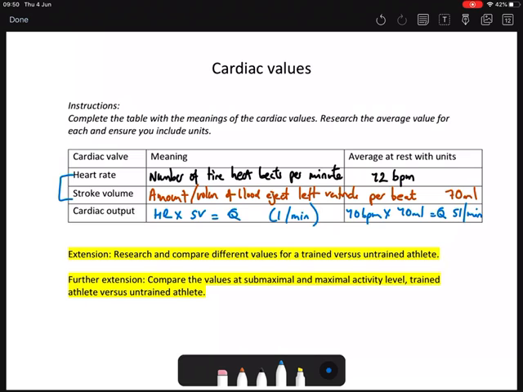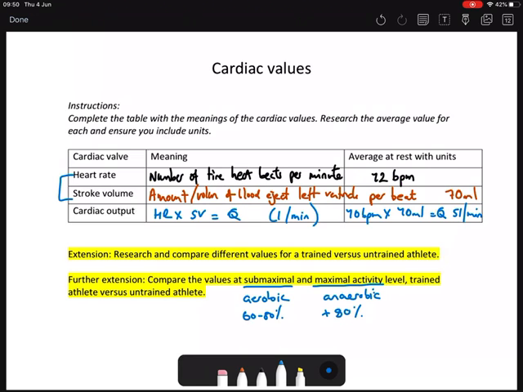And you can see that at A level we call it submaximal and maximal. At GCSE we call that aerobic and anaerobic. So this is 60 to 80%, and this will be 80% plus.